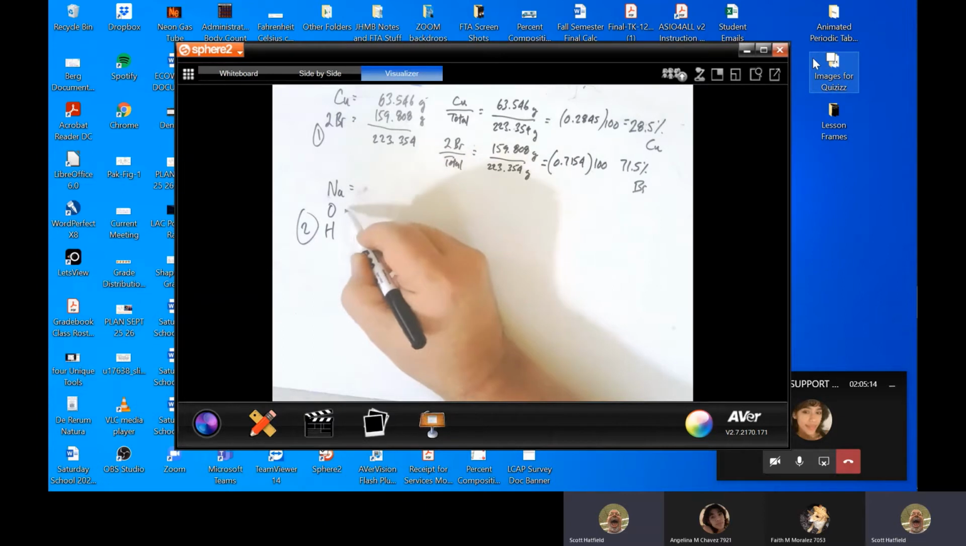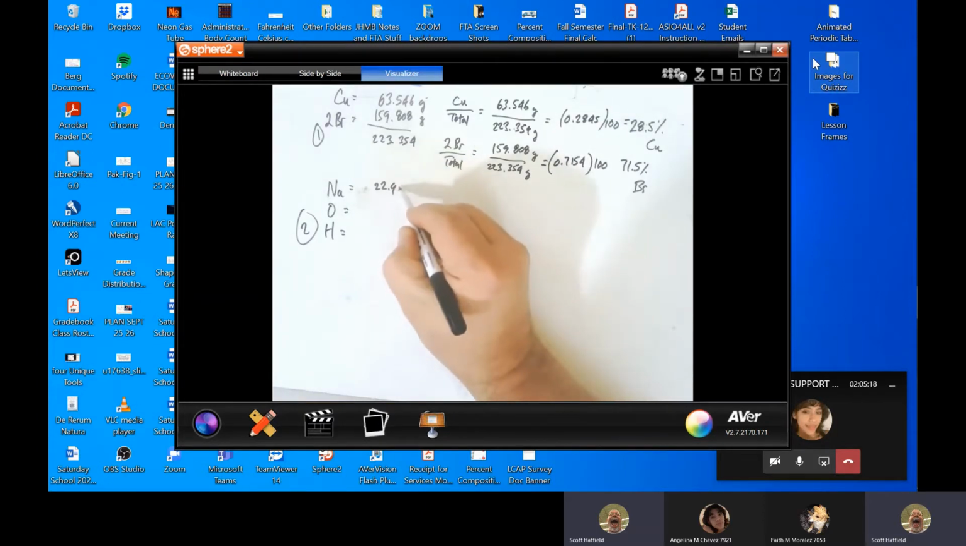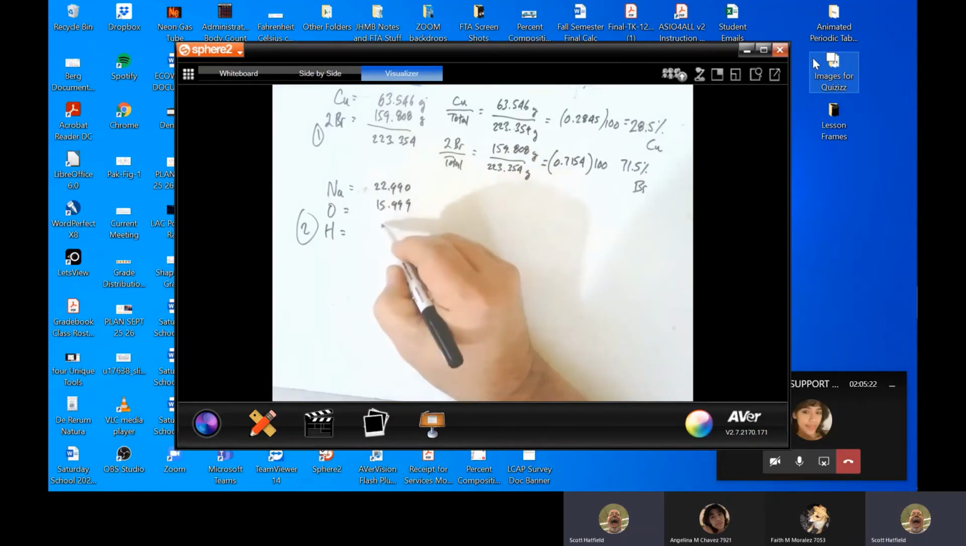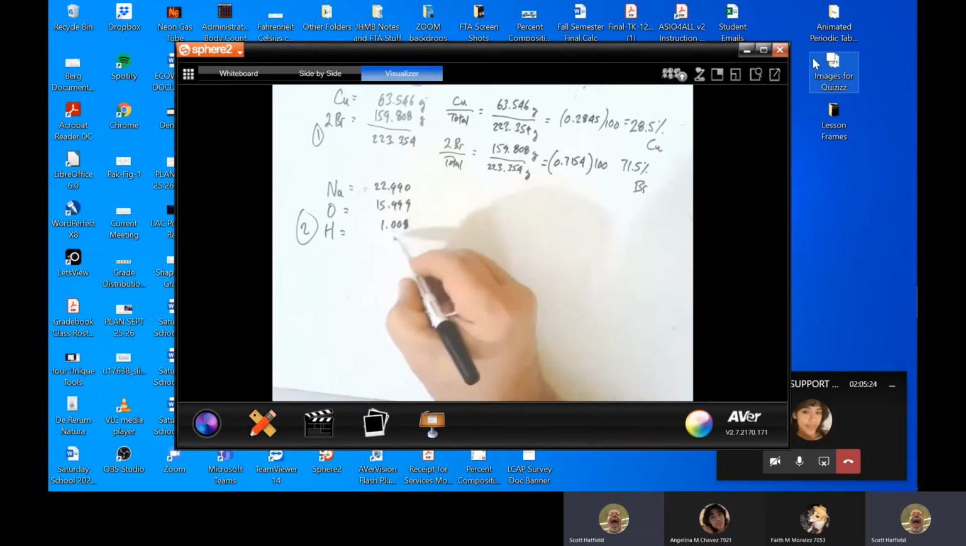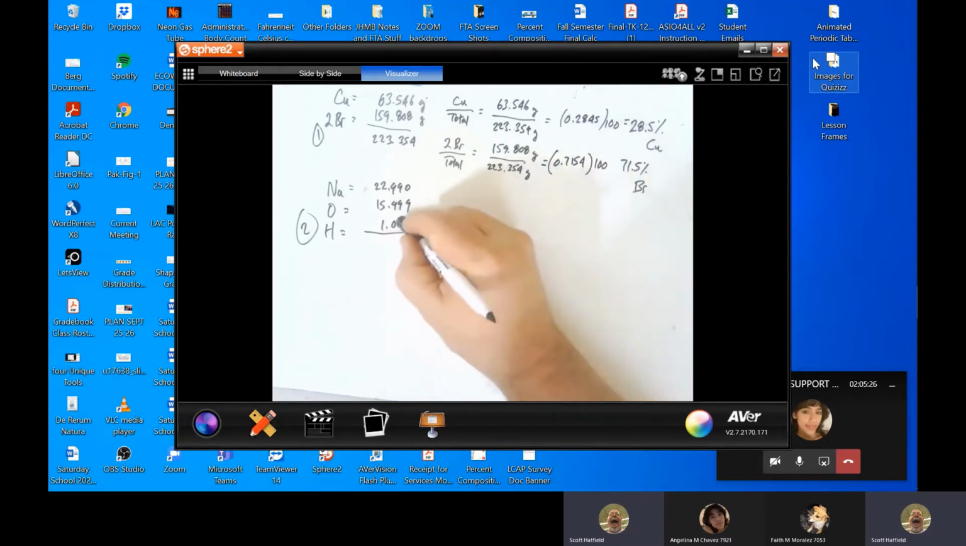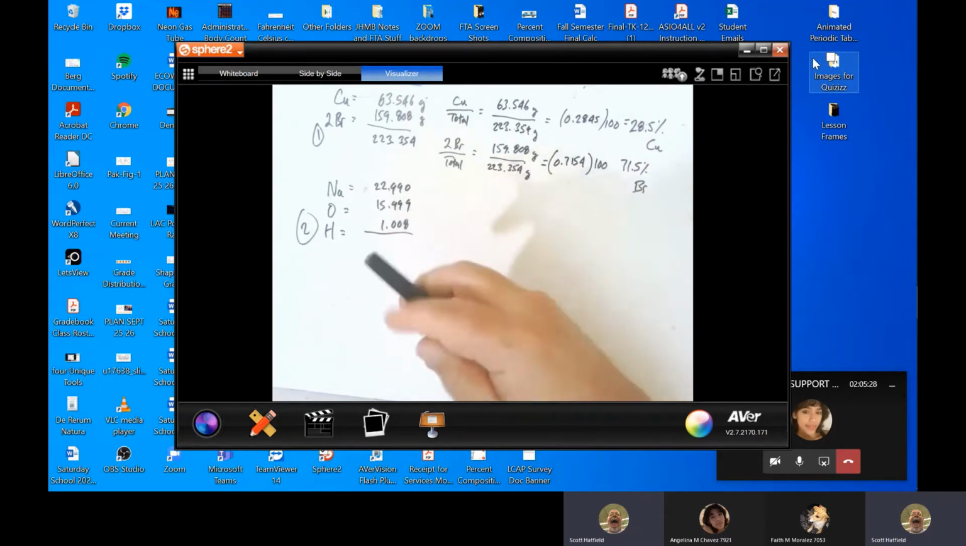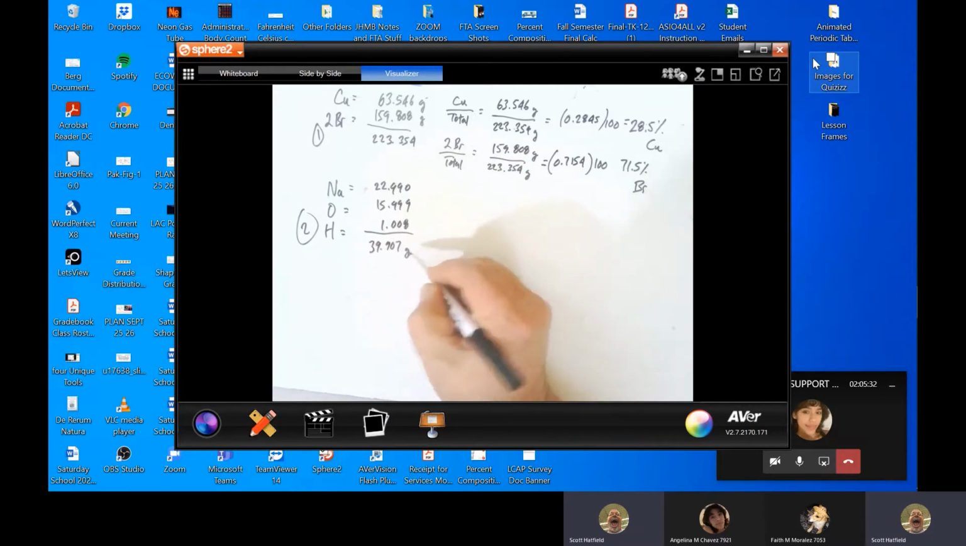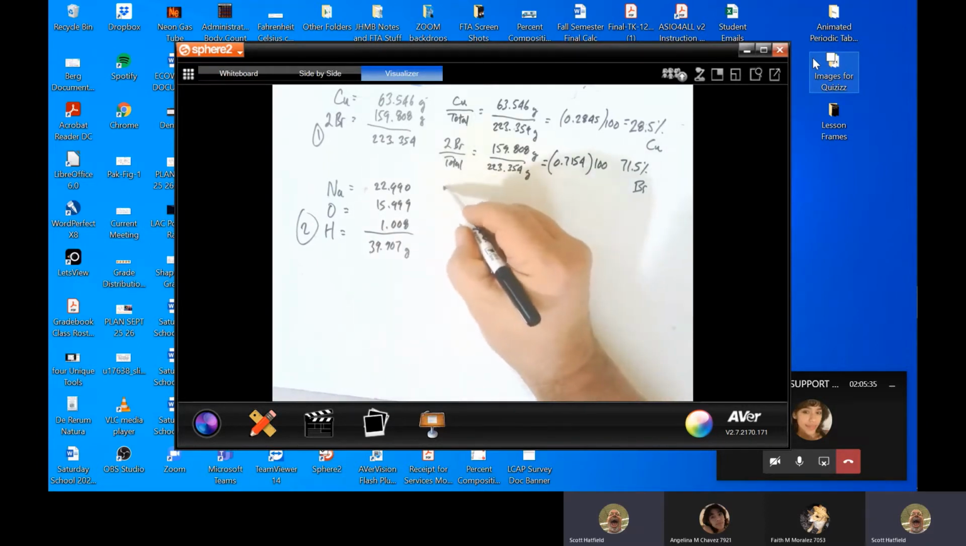Now for problem 2, we have 1 sodium, 1 oxygen, 1 hydrogen, and so this is 22.990, and this is 15.999, and this is 1.008. And if we add them all together, we get 39.907 grams.